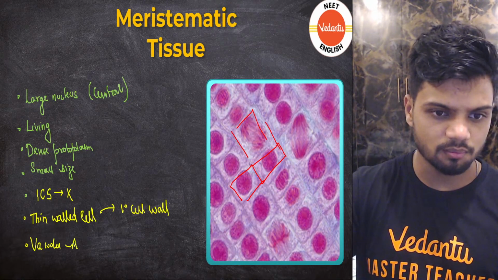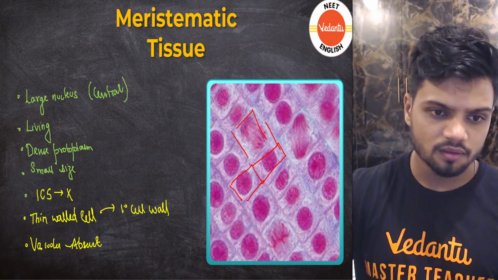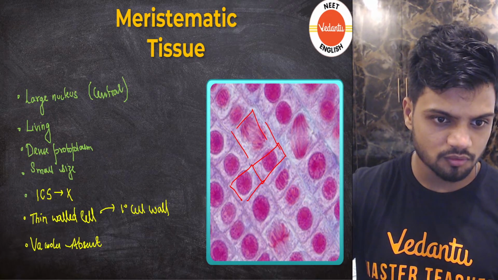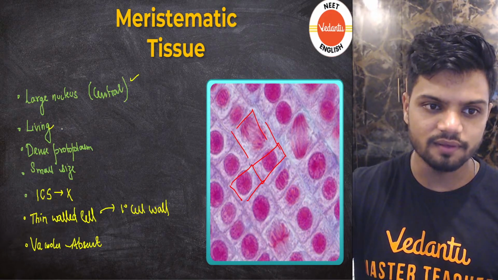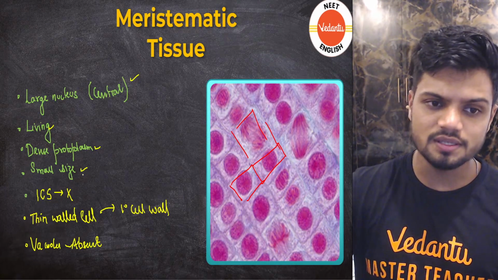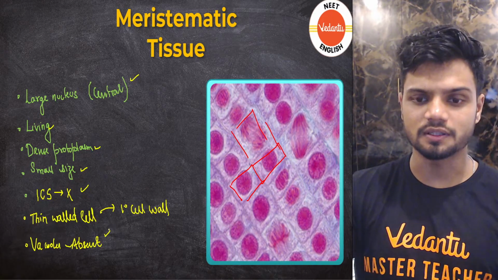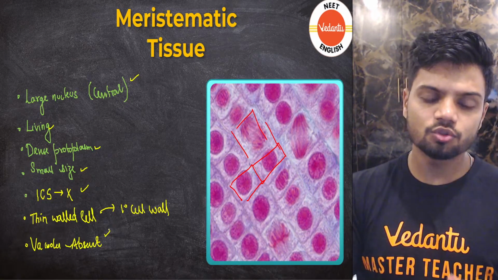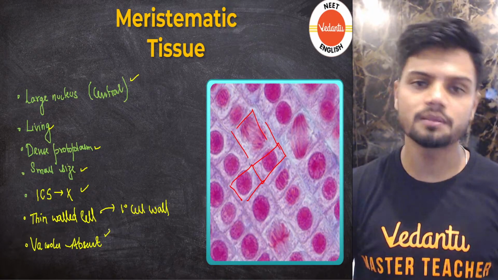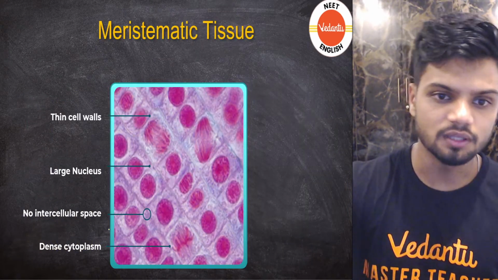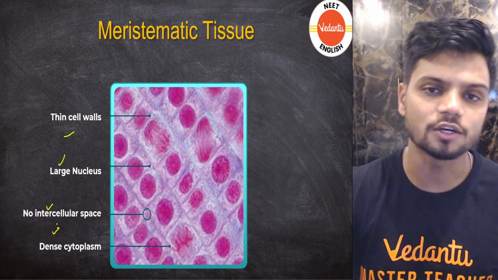Vacuoles are completely absent here. So, large nucleus, living, dense protoplasm, small size, intercellular space is absent, thin walled, vacuoles are absent. After looking at the diagram, you can tell me all the following points easily, right? Thin walled, large nucleus, no intercellular space, dense cytoplasm.